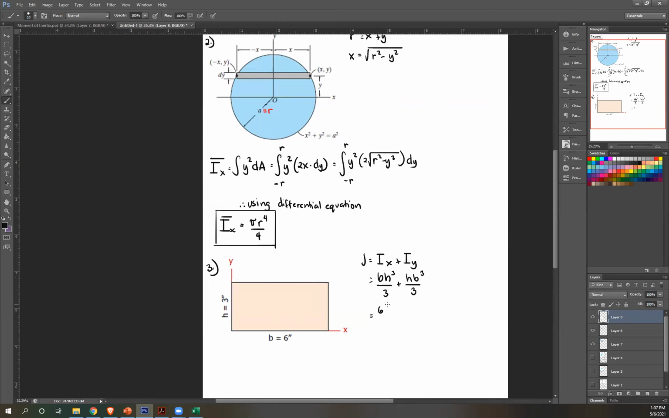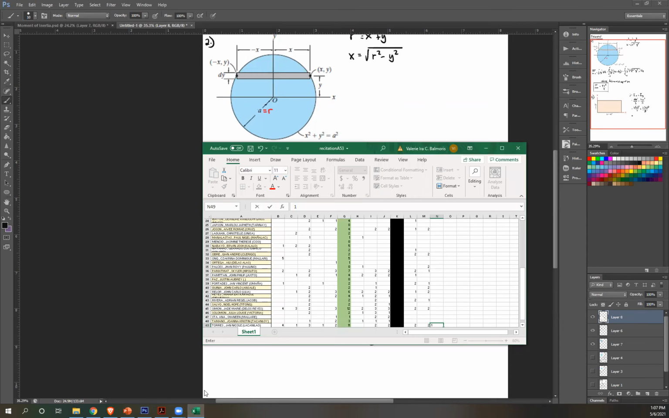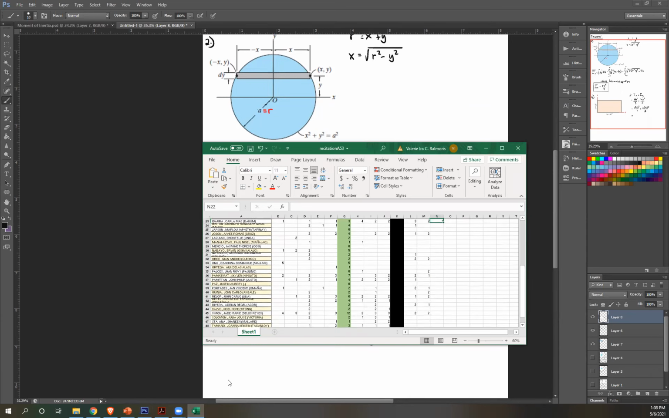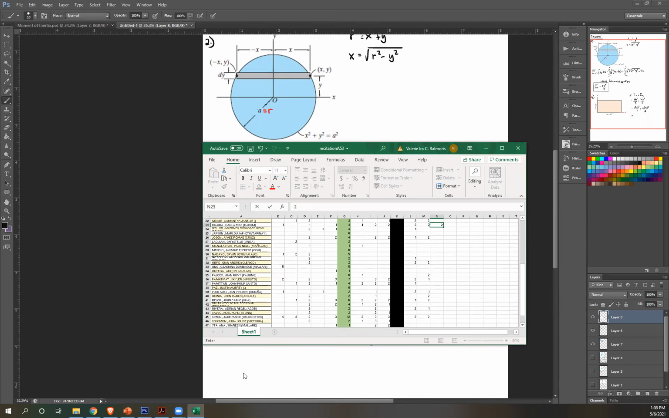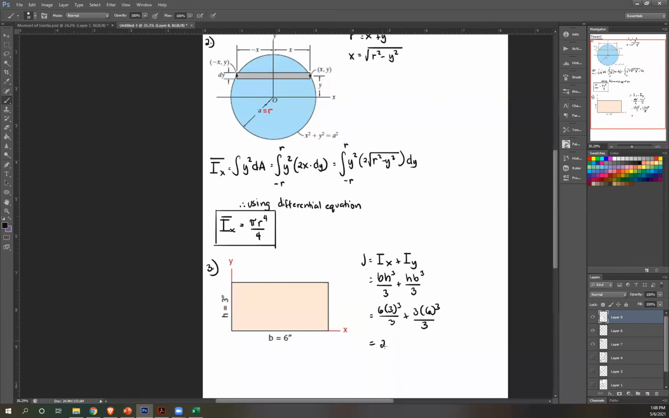Let's sub in our variables. Base is 6. 6 times 3 cubed over 3 plus 3 times 6 cubed over 3. Please solve. What's the answer? Correct, Jan? Carla? So Torres, iba. Torres, isa pa lang. Torres. Iba. Okay, 270.